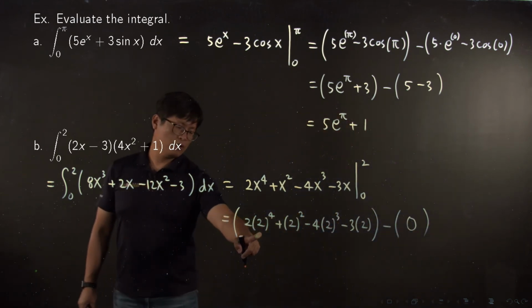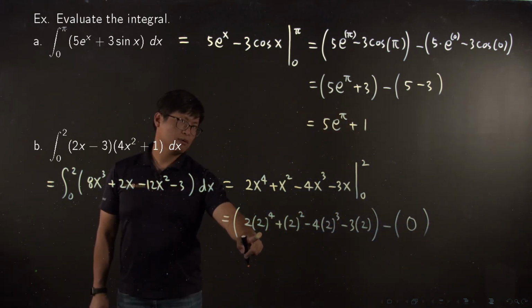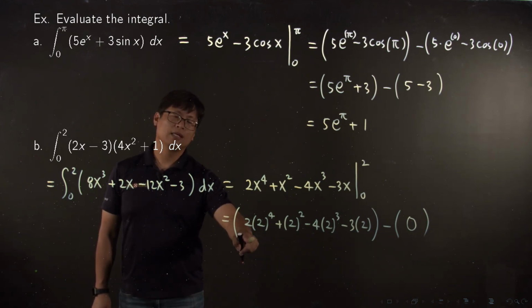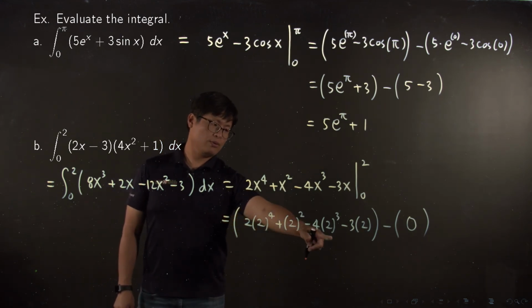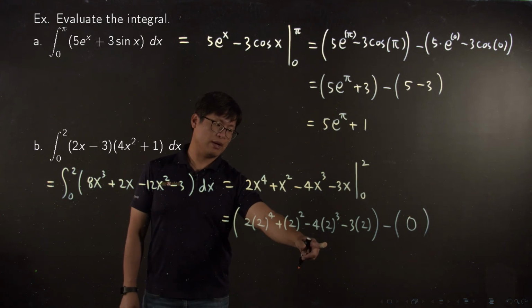So what is this? 2 to the 4: 2, 4, 8, 16, and times 2, 32, right? Oh, there is another 32, right?